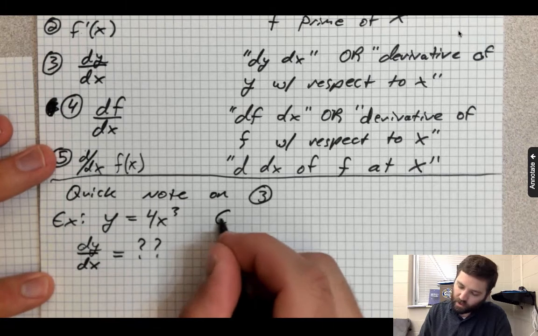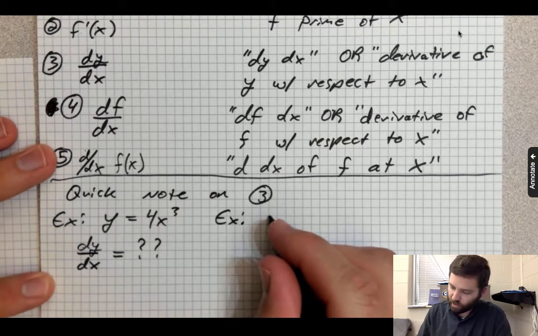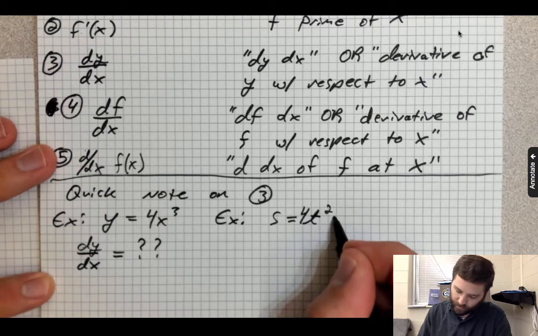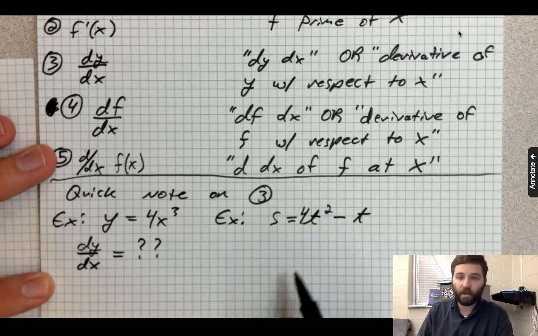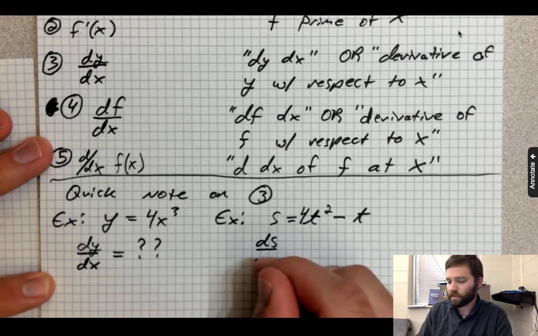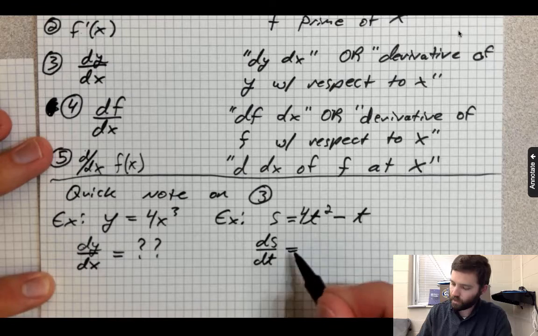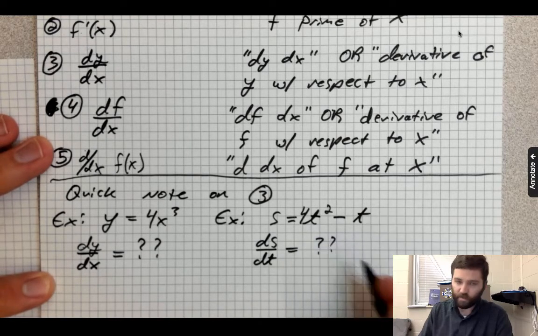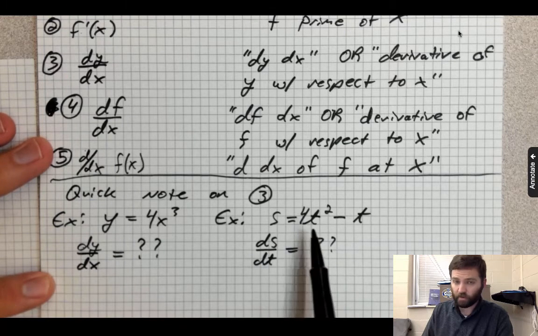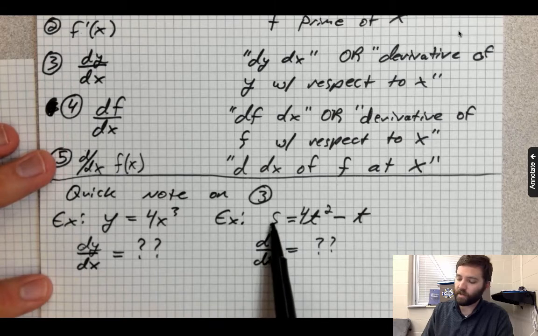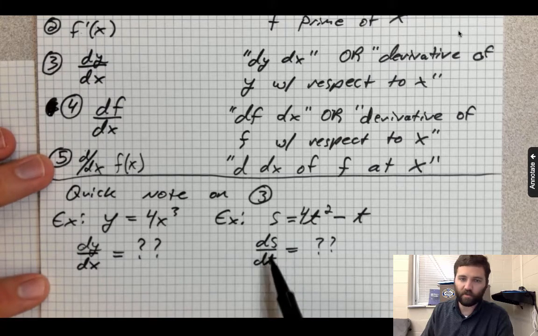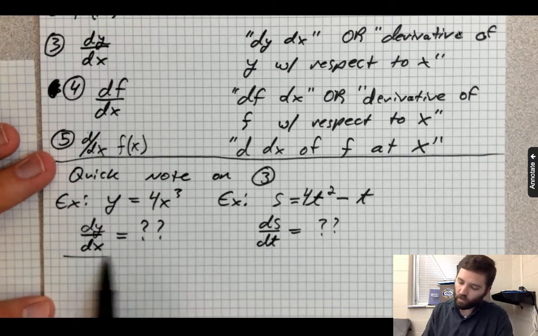Suppose that you don't have a function with y and x. Suppose that I gave you a position function, maybe s equals 4t squared minus t. I could ask you, using that notation, what is the derivative of s with respect to t? That might be something, but it doesn't matter what it is. The point here is that my derivative notation scales to other types of functions. The dependent variable here is s, the independent variable is t, and that means the derivative of s with respect to t.